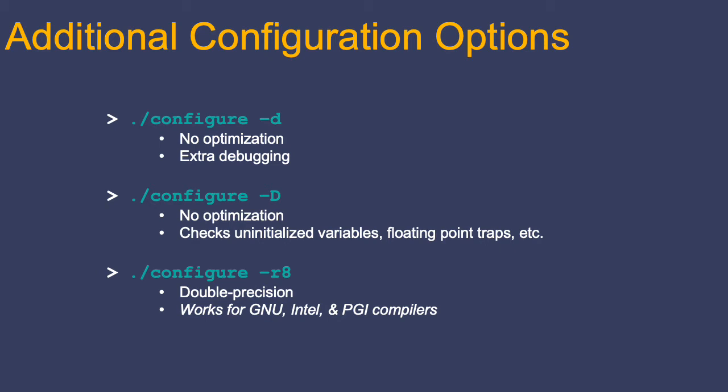When configuring, there are additional options you can choose for debugging and double precision. If you'd like to use any of these, just enter the commands instead of the standard ./configure or configure that you're using. After that, you'll be given the same compiler and parallelism options as shown on the previous slide.